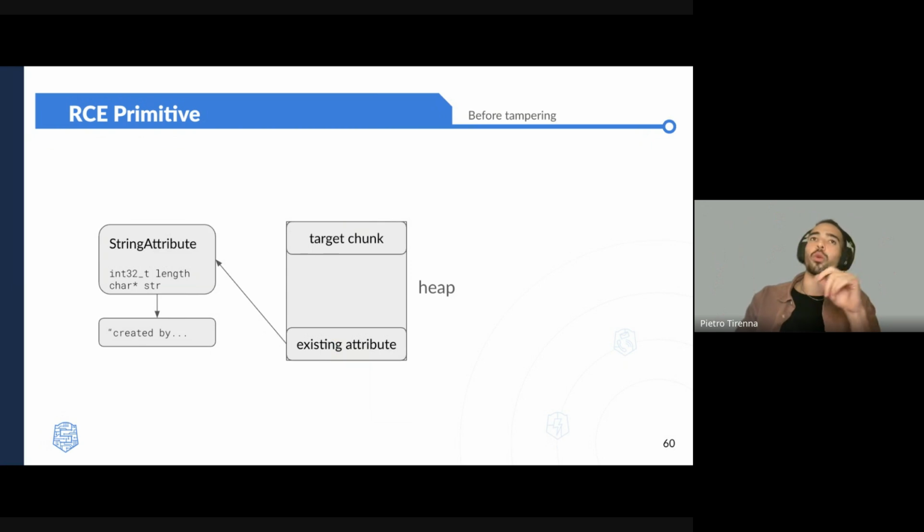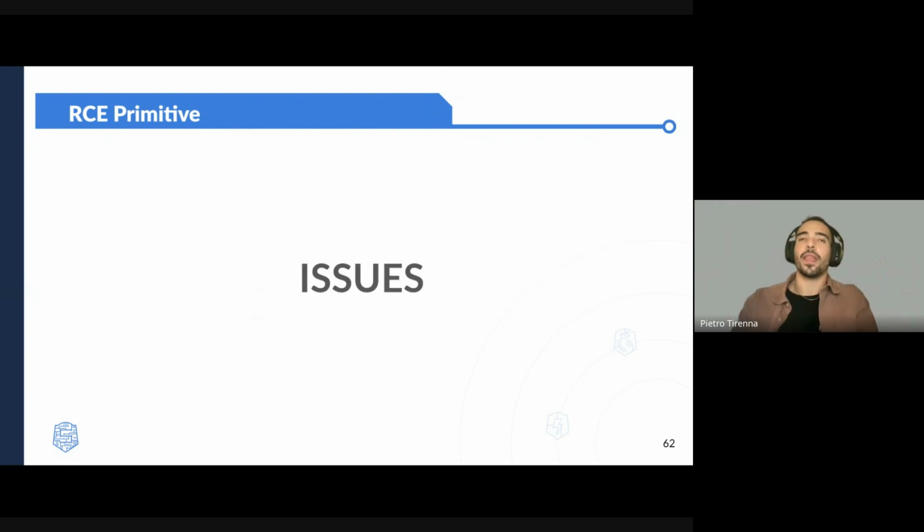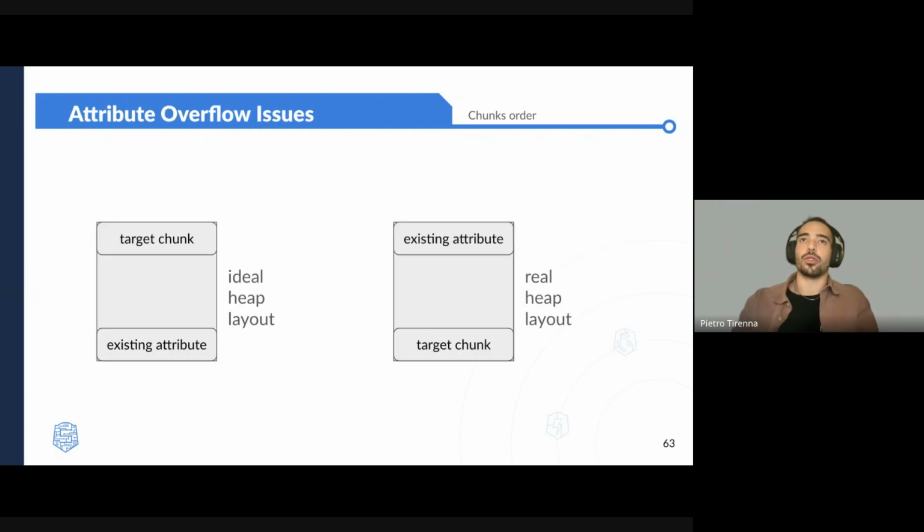So the goal works like this. We have the target chunk that we can overflow. We have an existing attribute living in the heap. We use the overflow to replace the existing attribute with a fake opaque attribute, and we put the destroy unpack function pointer to point to the win function that we want to call. Then we just need to wait for the EXR context to be destroyed, and we're going to call the win function.